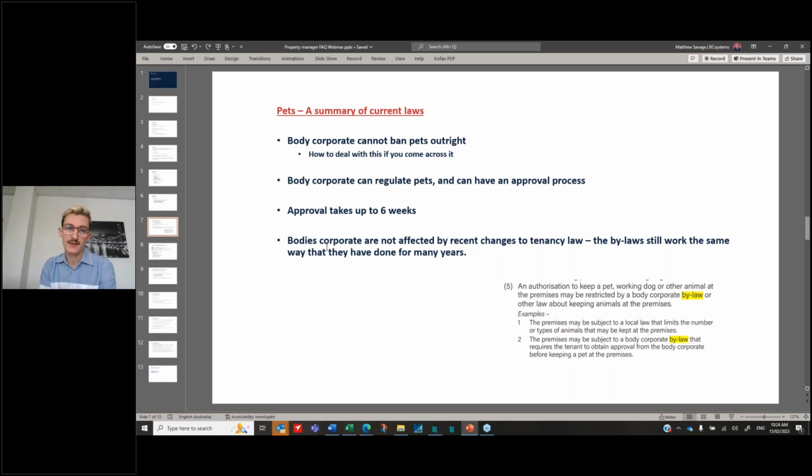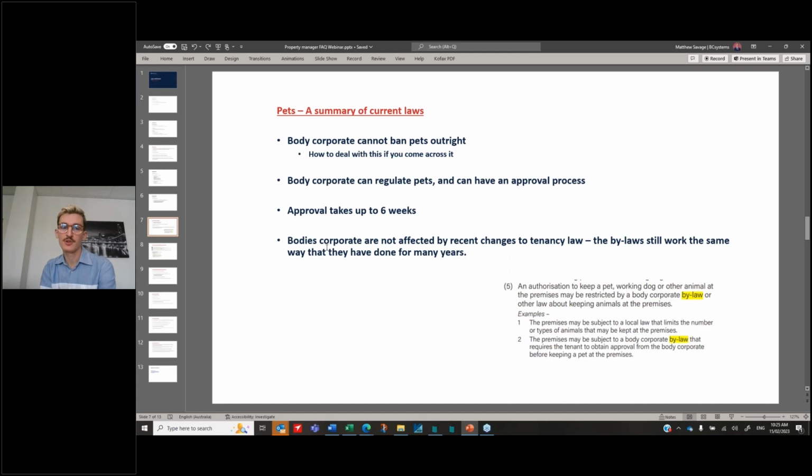So a summary of the current situation: a body corporate cannot ban pets outright. That's not a new rule. That has been the case law for probably between 5 and 10 years. So if a body corporate has a total ban on pets and the bylaws say no pets, no discussion, that is not a valid bylaw because it does not take into account the individual circumstances of owners or of the pets or of the residents if they're a tenant.